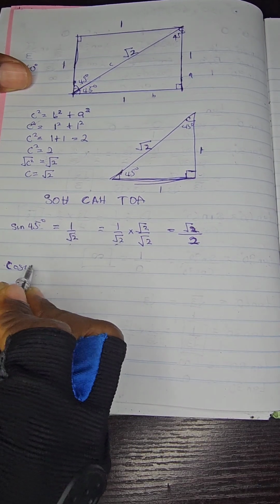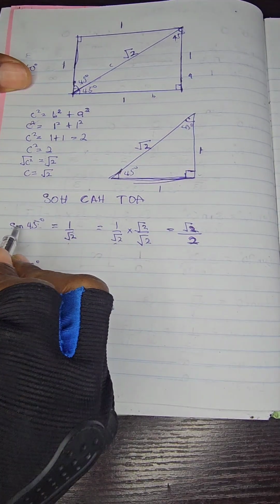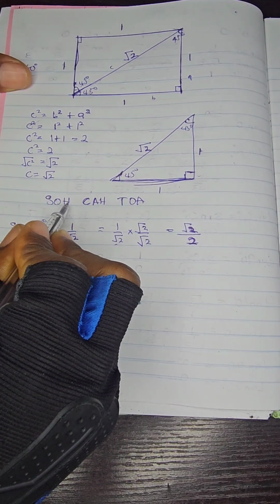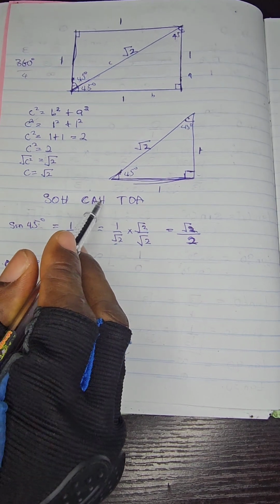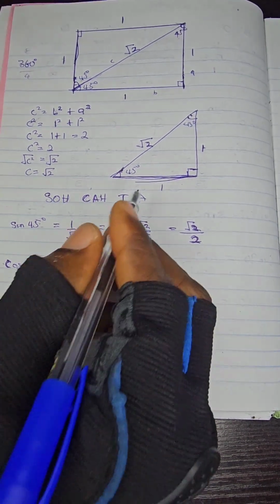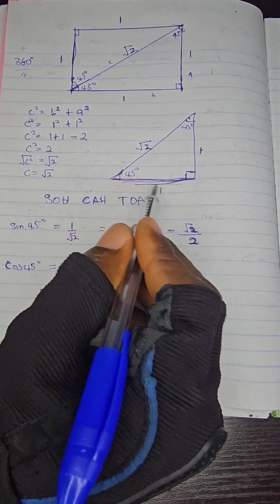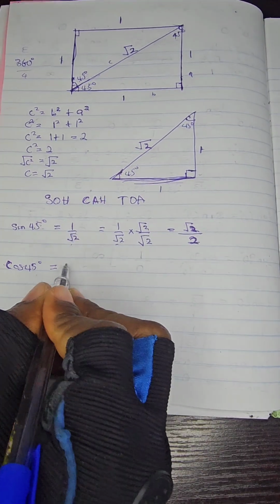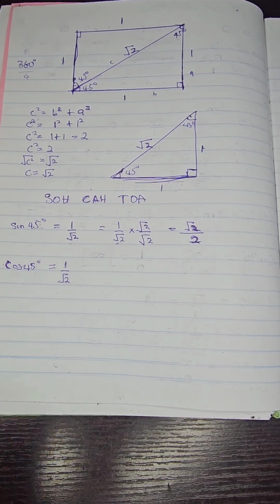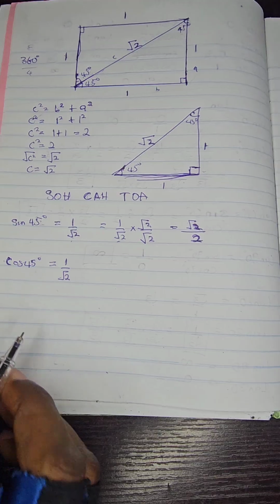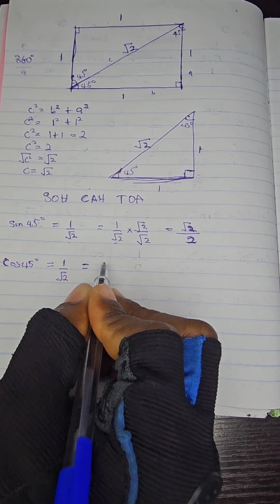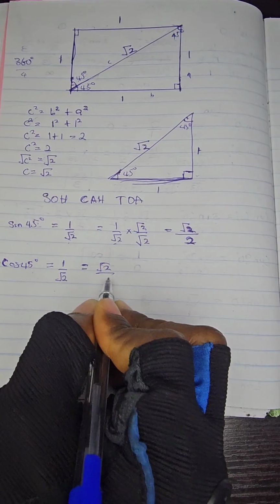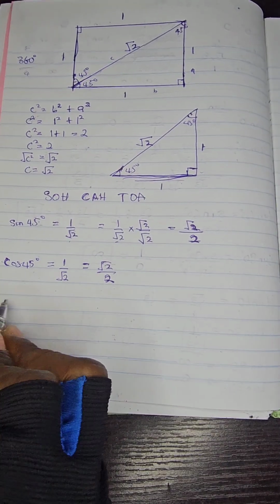cos 45 degrees. Like I forgot to say, sine means opposite over hypotenuse. Now cos is adjacent over hypotenuse. So the adjacent is 1 over the hypotenuse. It's still the same, 1 over root 2, which is still giving us the same root 2 over 2.